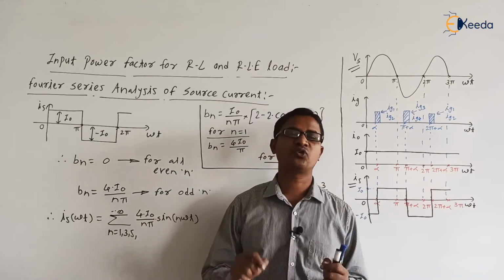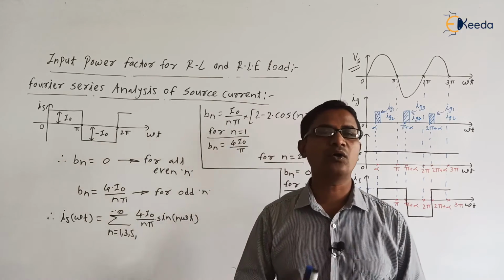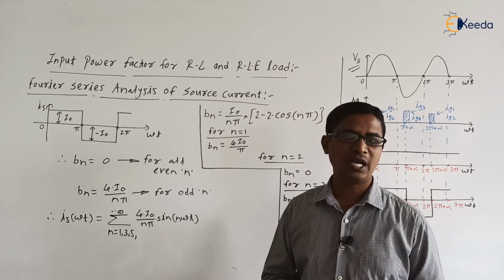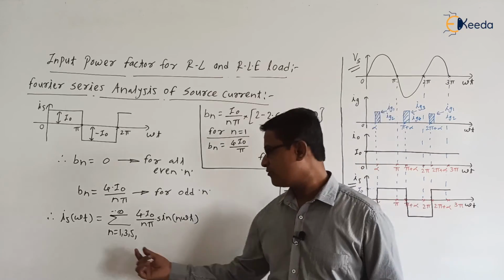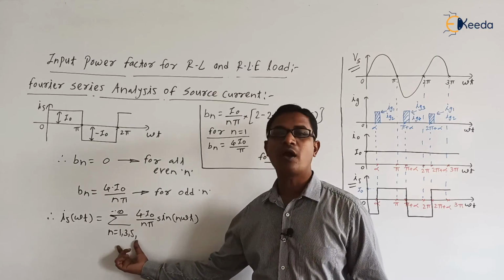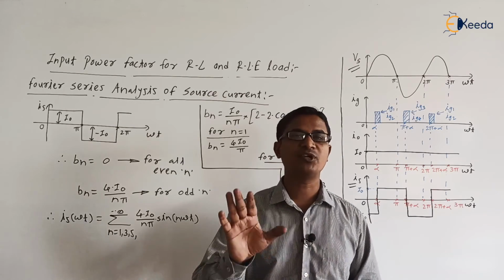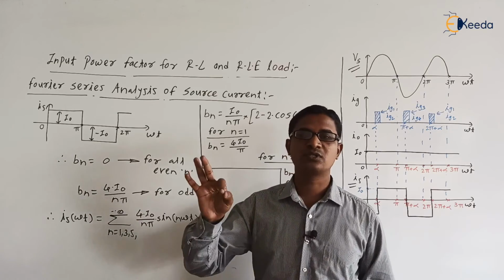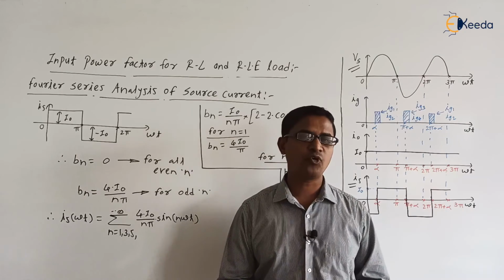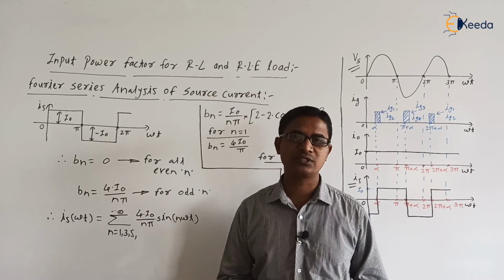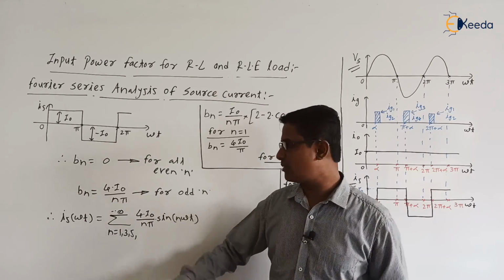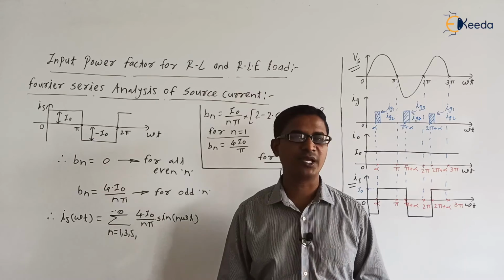Whatever source current waveform we got during the RL or RLE load, that source current waveform consists of the fundamental component, n is equal to 1, and all the odd harmonics; even harmonics are absent. So please be careful. Source current of a rectifier circuit for RL and RLE load consists of only odd harmonics, even harmonics are absent. So this is about the Fourier series analysis of is of omega t.